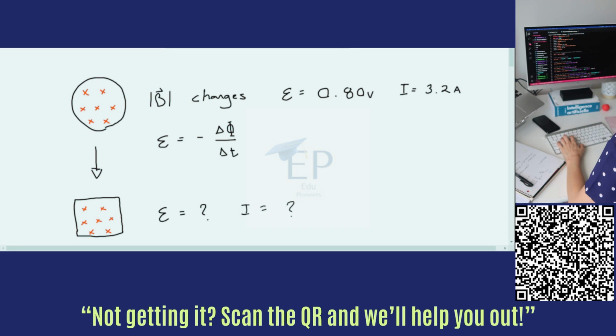And consequently, the current that gets induced in that loop is 3.2 amps. And what we want to know is if we were to deform this loop here, the circular loop, into a square, what would our new induced EMF be? And what would our new current be?